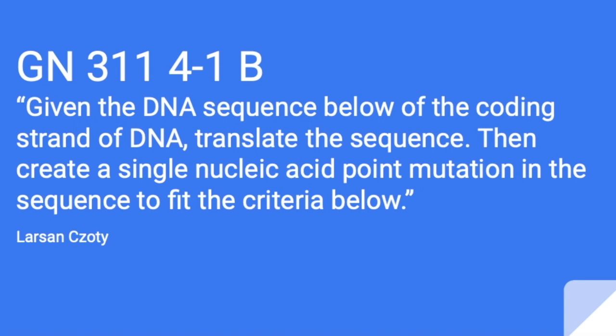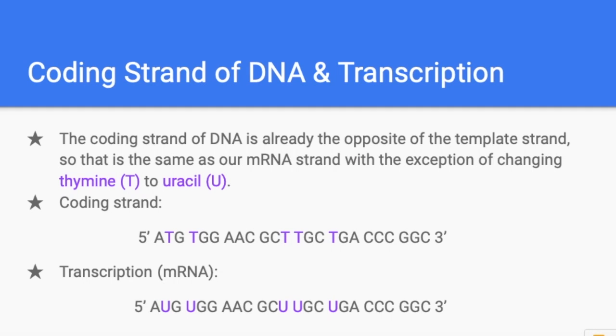I chose prompt B, which looks into different types of point mutations. First, we look at the coding strand of DNA that we are given. The coding strand is the opposite of the template strand, so the coding strand and the mRNA that is made during transcription are the same, except we have to change the T's in the DNA to U's in the mRNA. I designated this here by highlighting the T's and U's, but we can see that everything else remains the same.